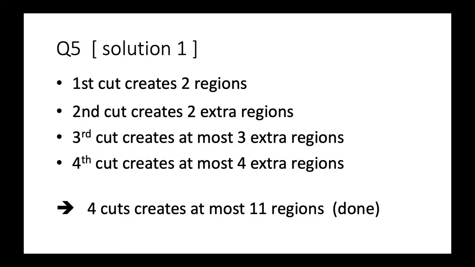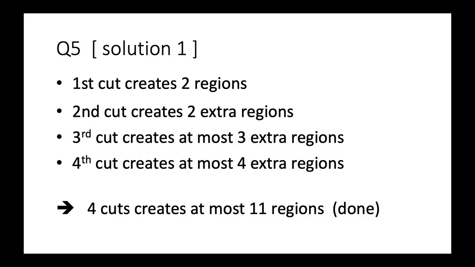So the first cut, without anything, will create two regions in this plane, on this paper. And now the second cut will create two extra regions. And the third cut can intersect each of the existing cuts. So in that case, it will create at most 3 extra regions.